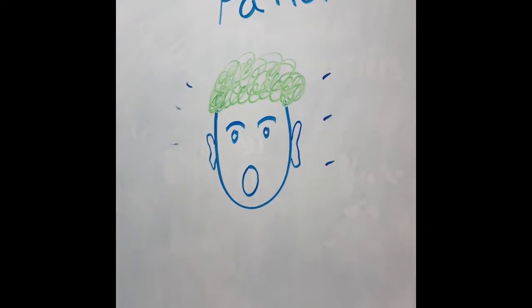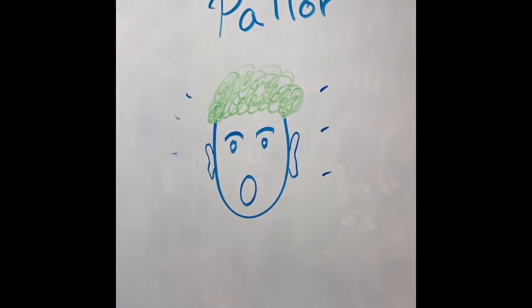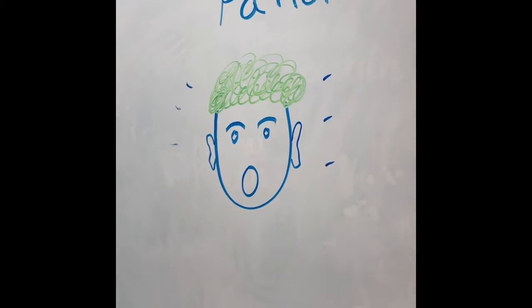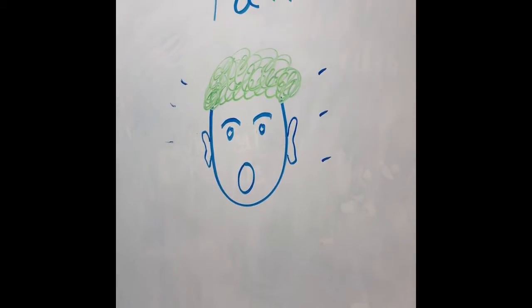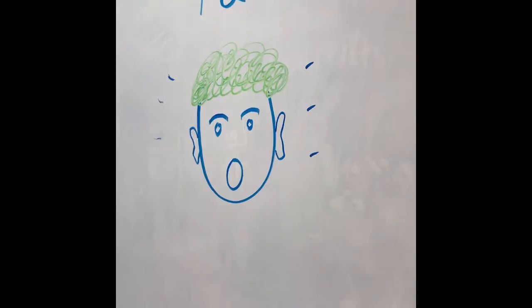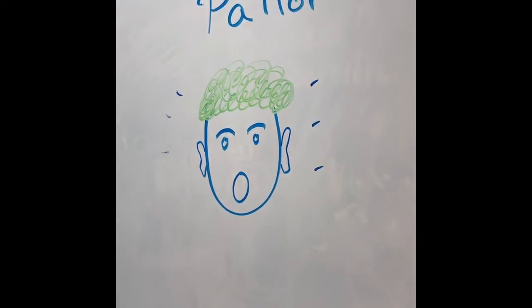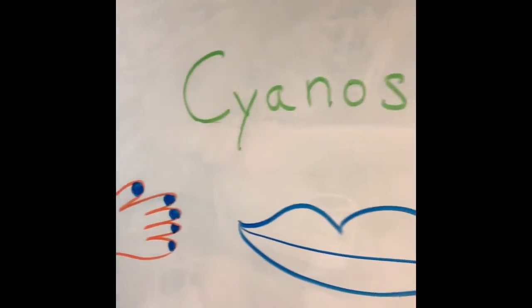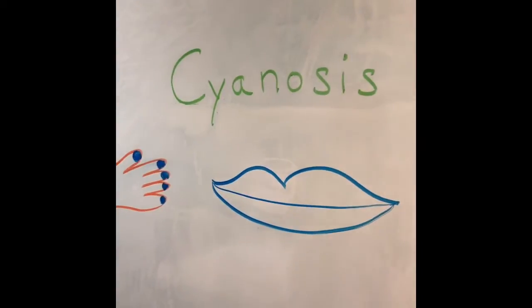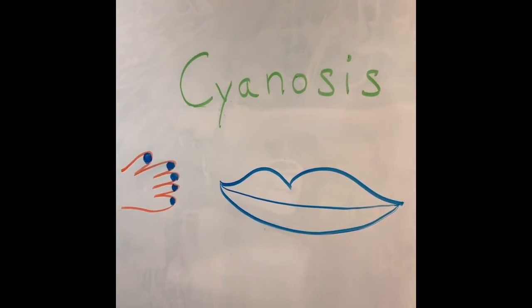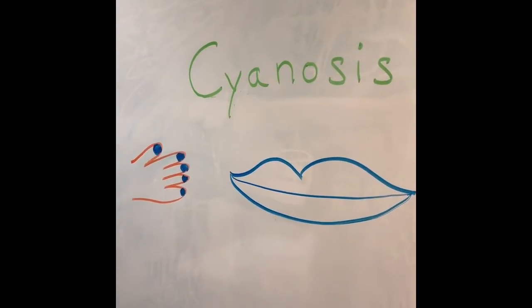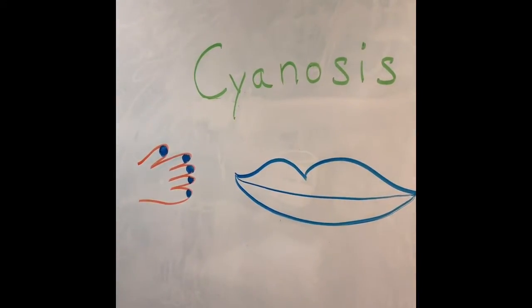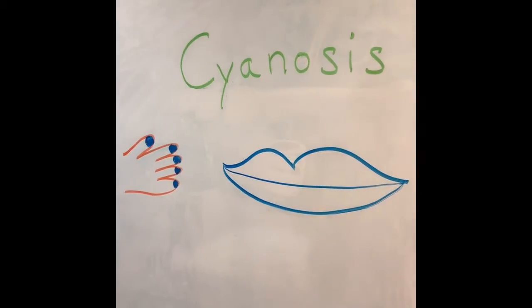Some other homeostatic imbalances of the skin are abnormal colorations. Pallor is when your skin is pale, either from being scared or angry or going into shock. Another one is cyanosis, and that is because of having low oxygen. So your nails turn blue, your nail beds turn blue, and you also have blue lips.